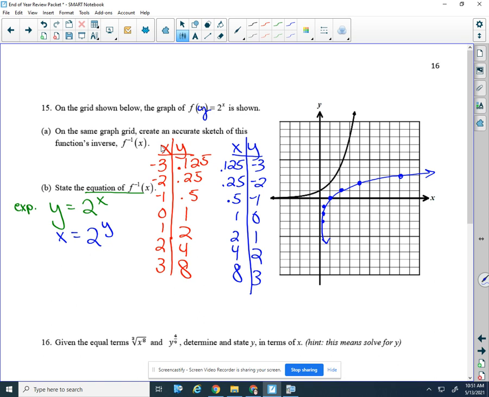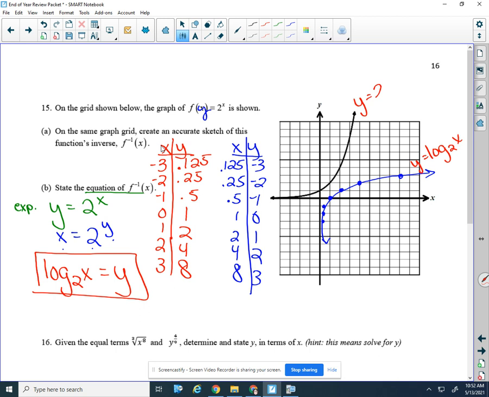So in order to do the opposite of an exponent, we have to do the inverse, and the inverse is a logarithm. So what we're going to do is put this in logarithmic form. Remember, base exponent equals number. So now I'm going to say log base number equals exponent. That's our equation of the inverse. So over here, if I labeled this, it would be y equals log base 2 of x. And this one would be y equals 2 to the x.